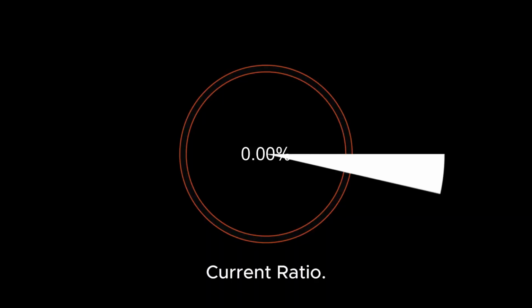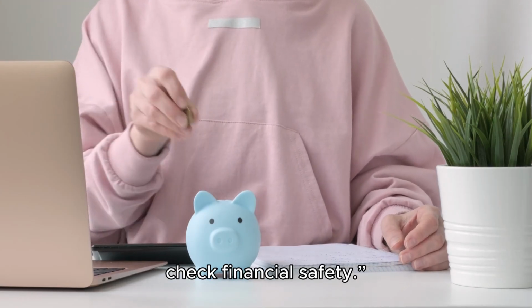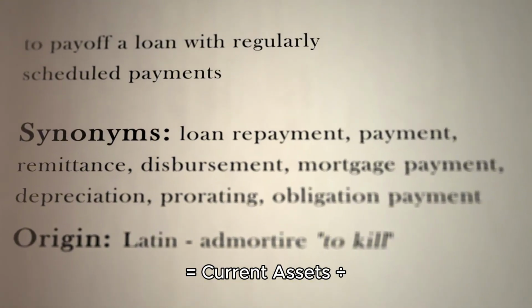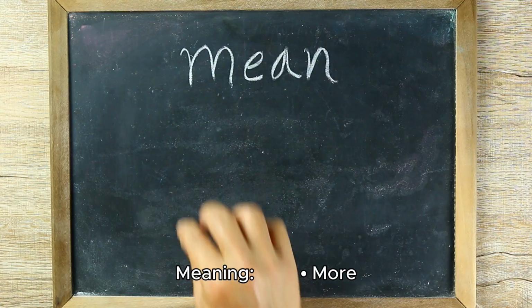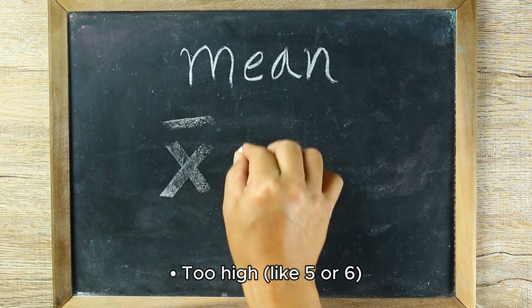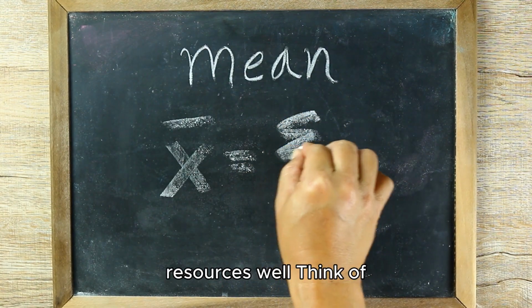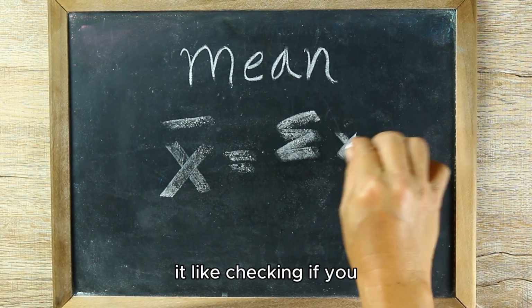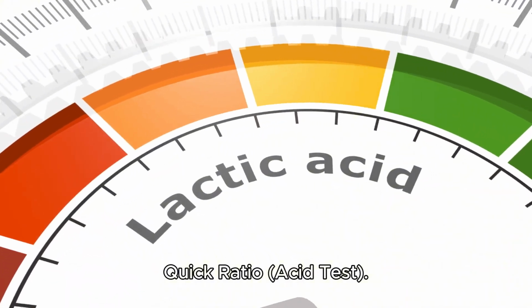1. Current ratio. This is the simplest way to check financial safety. Formula: current ratio equals current assets divided by current liabilities. Meaning, more than 1 is good, less than 1 is risky. Too high, like 5 or 6, might mean the company is not using its resources well. Think of it like checking if you have enough money in your bank to pay this month's expenses. That's it.